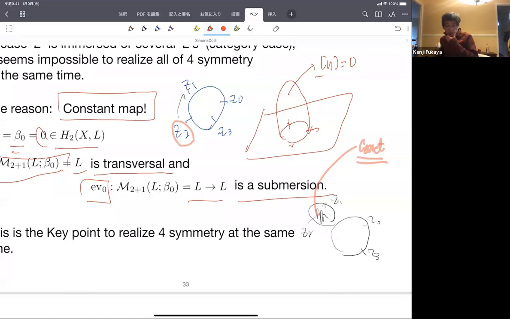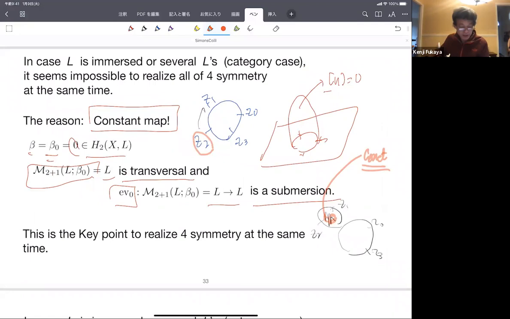So if you want to make these perturbations compatible with the forgetful map, we are not allowed to put any perturbation here. If you perturb here, then the symmetry with the forgetful map is broken. So the key point to make this compatible with the forgetful map is that we are not supposed to perturb constant maps. That's a crucial point, and that's exactly the reason why we can do it.